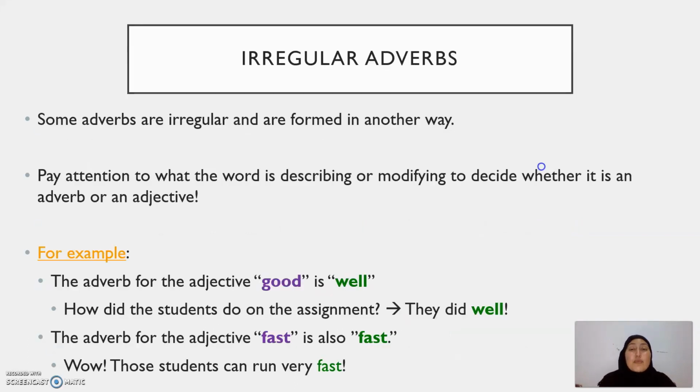However, there are some irregular adverbs. And what that means is that some adverbs are formed in another way. So pay attention to what the word is describing or modifying to decide whether it is an adverb or an adjective. For example, the adverb for the adjective good is well.